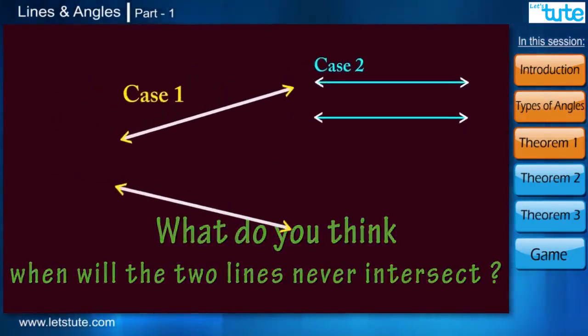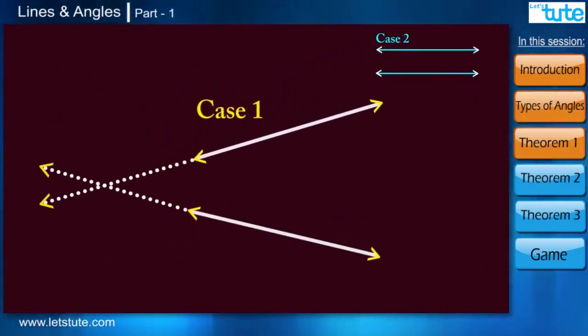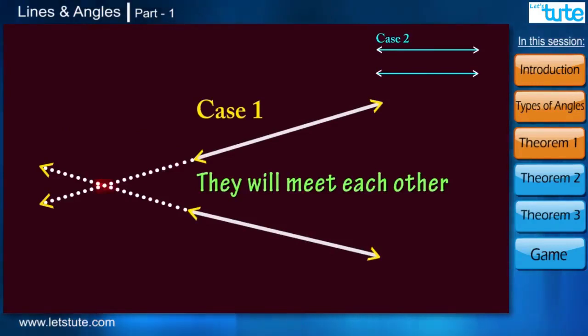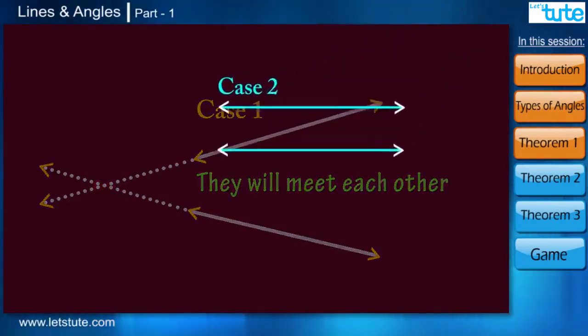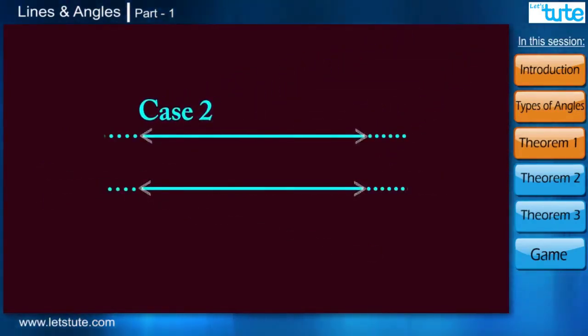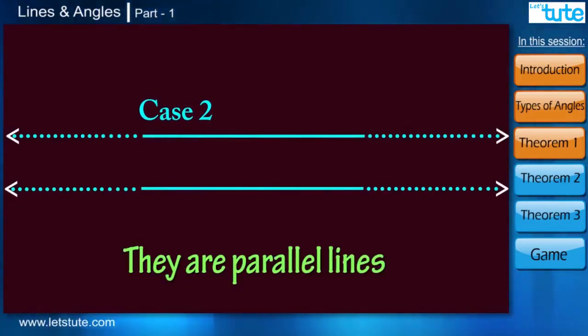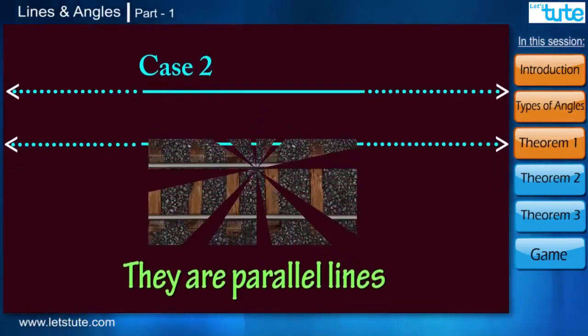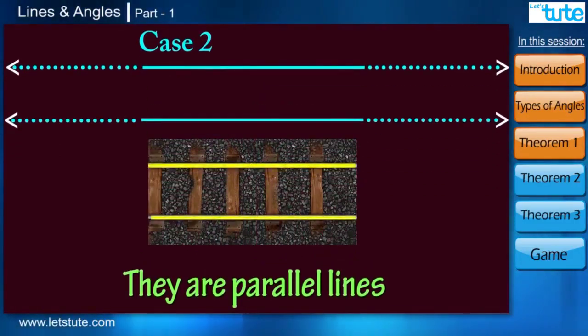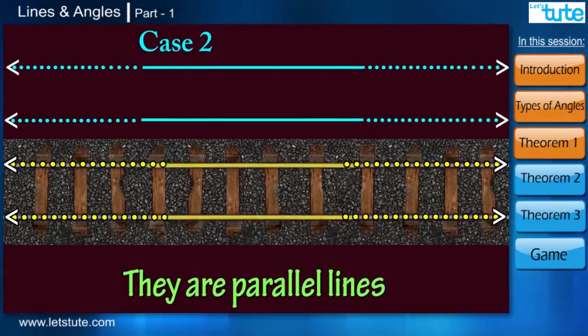Well, in case 1, if we extend these lines, they will eventually meet at some or the other point. But in case 2, these lines will never intersect because they are parallel lines. Now just imagine this like a railway track. Two tracks are always running parallel to each other, but they never intersect or meet each other.